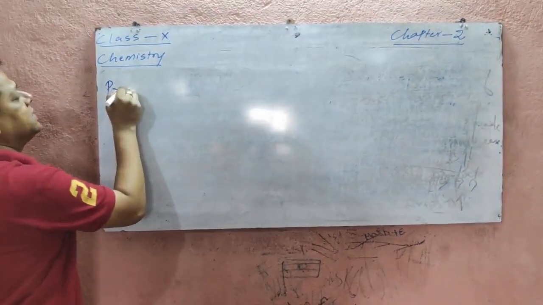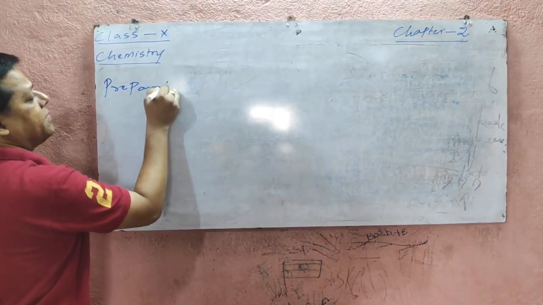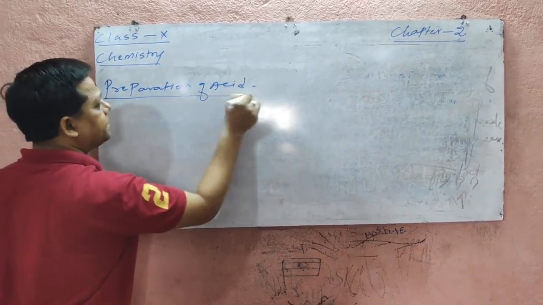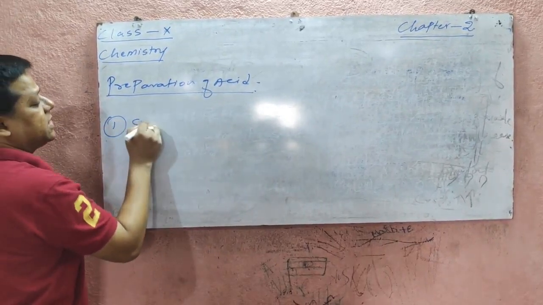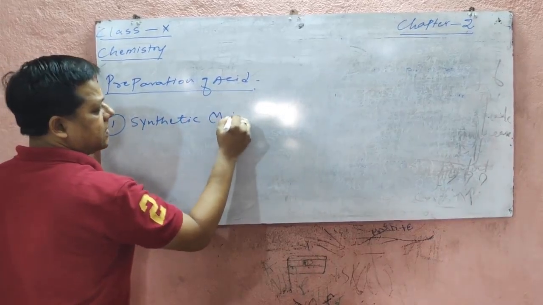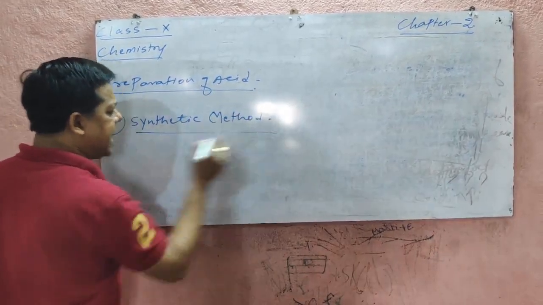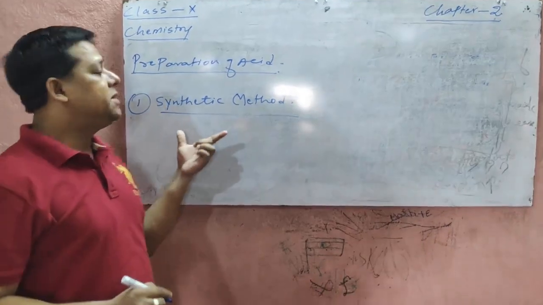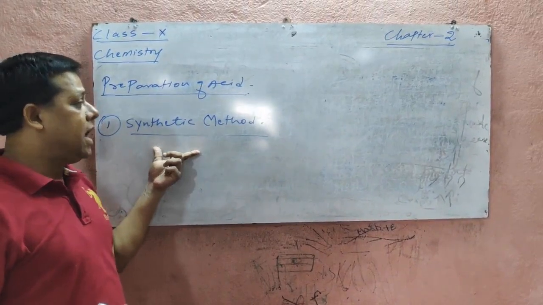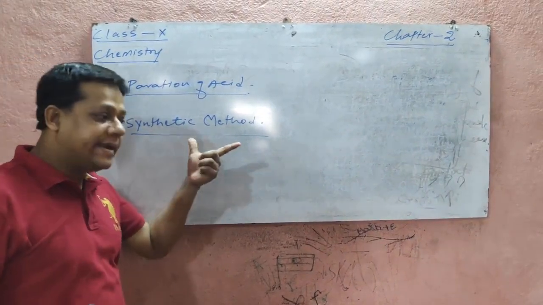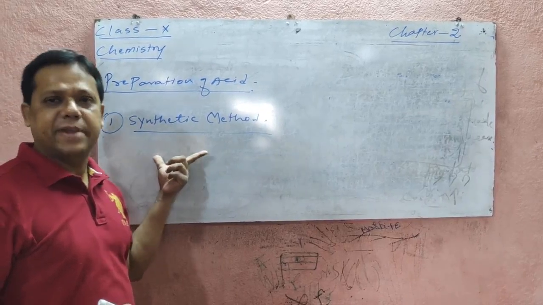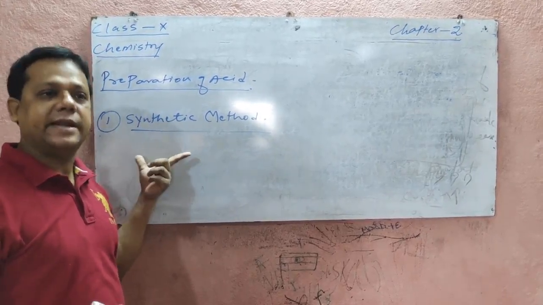The topic is preparation of acid. First method is the synthetic method. Synthetic method is the direct combination method. What do you mean by direct combination method? In this synthetic method, we combine two or more elements directly in the presence of some special factor. The factor can be electricity, the factor can be heat, etc.